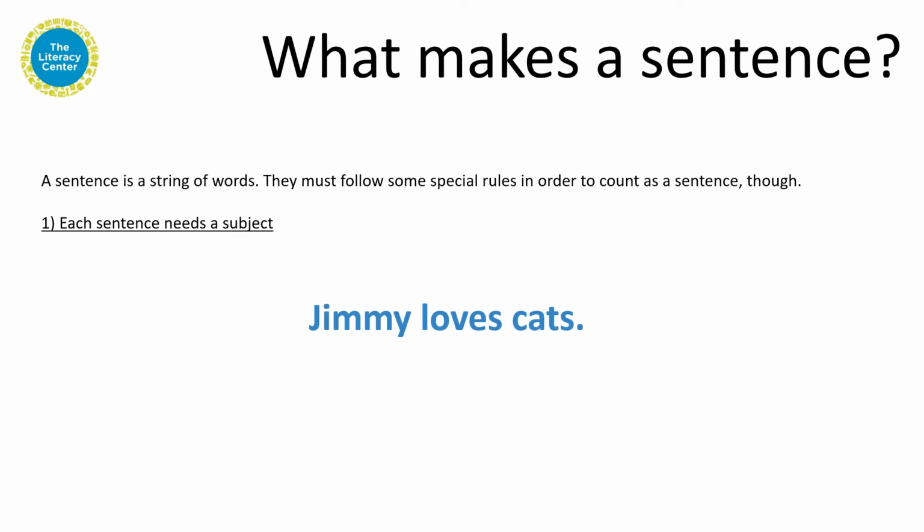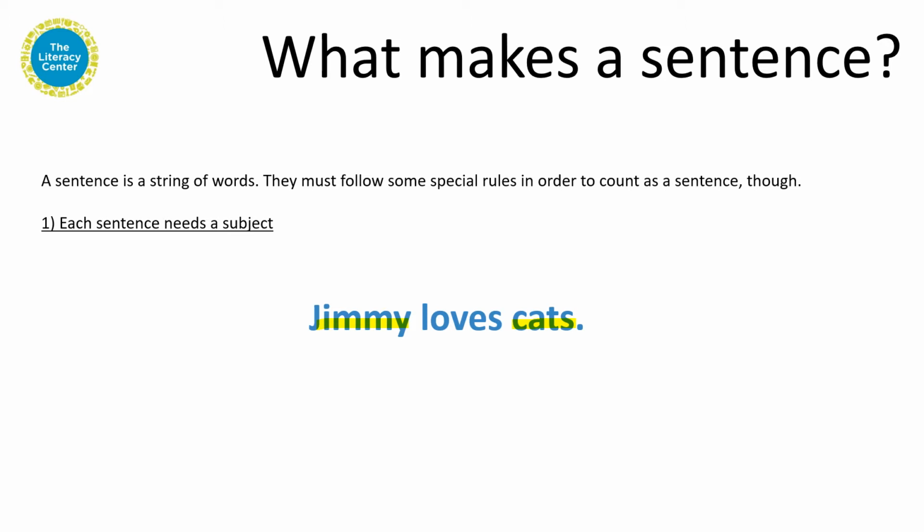If we have a look at this sentence, we can see we've got 3 words. Jimmy loves cats. And we have 2 nouns. One noun is Jimmy, the other noun is cats. So, nouns are just persons, places, or things. Jimmy and cat are both nouns. One of those is the subject. One of those nouns is what the sentence is all about.